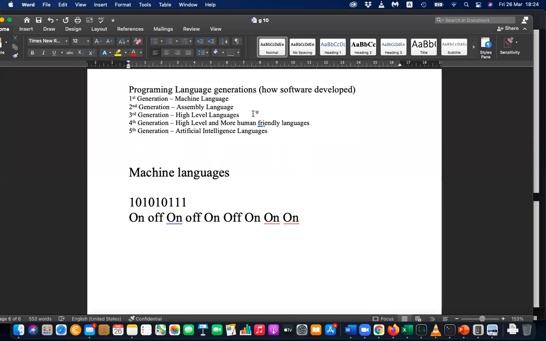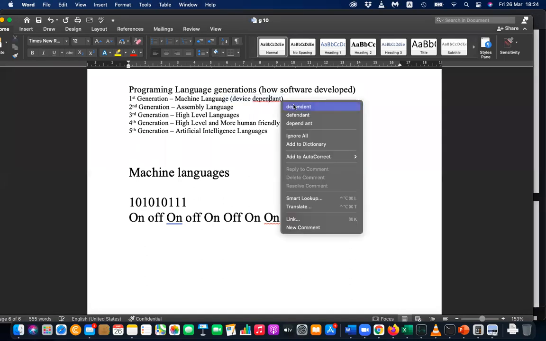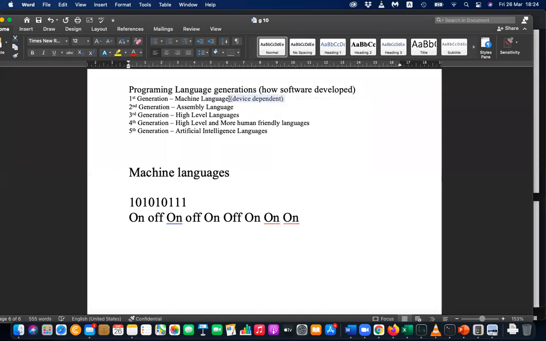it is changing from air conditioner to mobile phone, from mobile phone to router, from router to hard drive. It's changing device to device. So these are device dependent. Please write that down as well, device dependent. And assembly is a short version of machine language. Assembly is another language, but it's actually how you shorten a machine language. That is also device dependent.